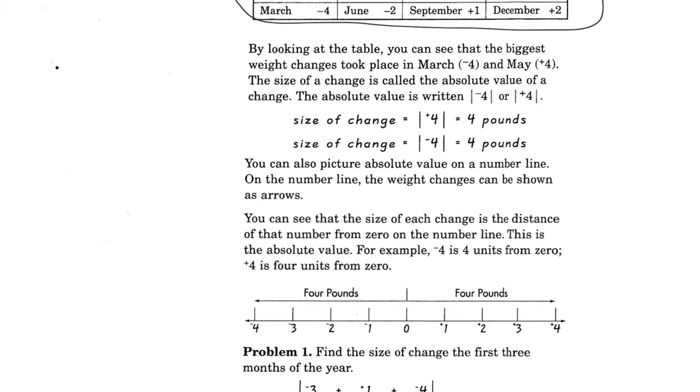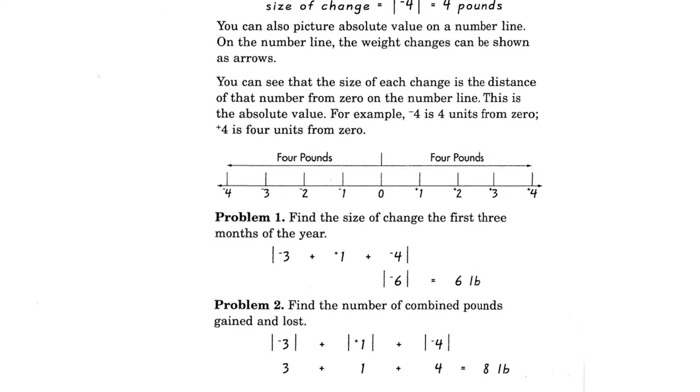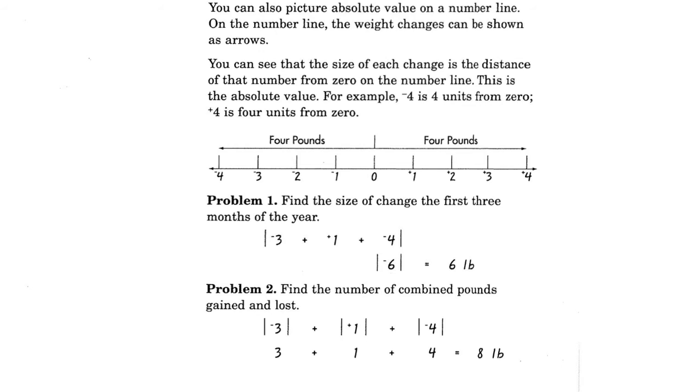It says you can also picture absolute value on a number line. On a number line, the weight changes can be shown as arrows. You can see that the size of each change is the distance of that number from zero on a number line. This is the absolute value. For example, -4 is 4 units from 0, and +4 is 4 units from 0. So it does not matter if it's -4 or +4, its absolute value is 4.